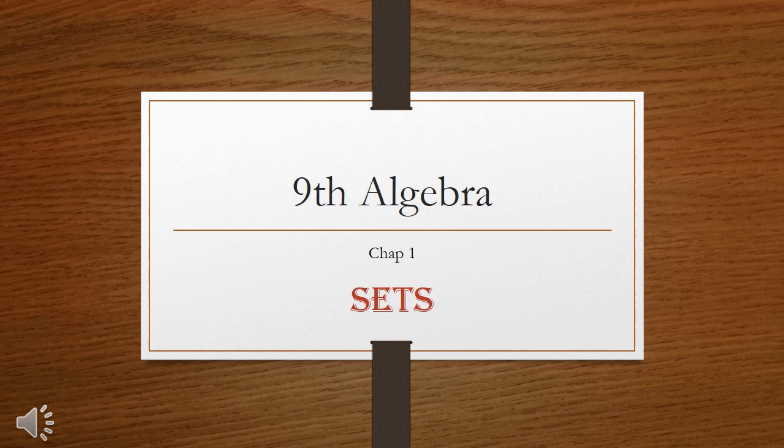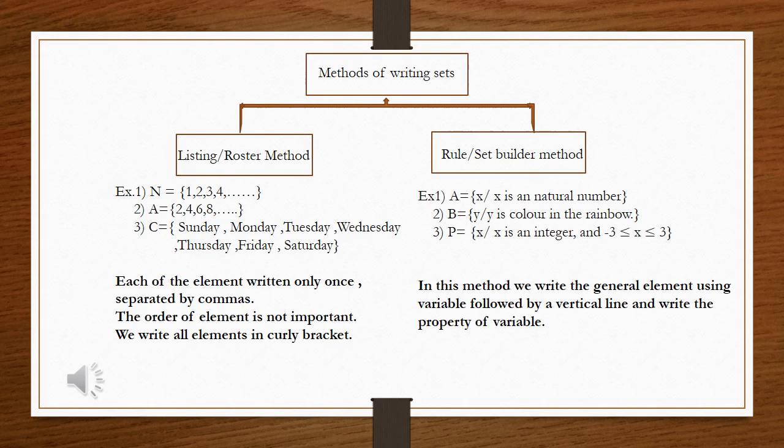Hello friends, today we are going to learn the first chapter of ninth algebra, sets. In the previous PPT, we have just discussed sets and how to write sets. Now here we are going to learn about the methods of writing sets. There are two methods of writing sets. First one is the listing or roster method and second one is the rule or set builder method.